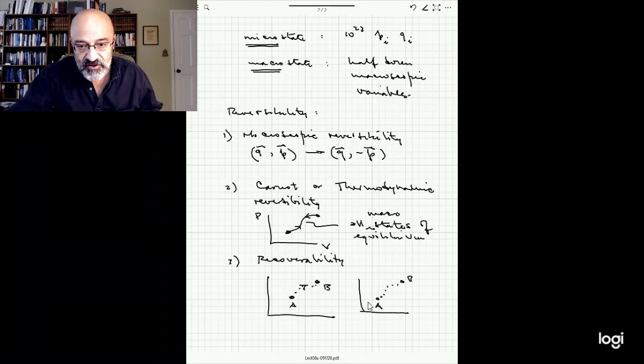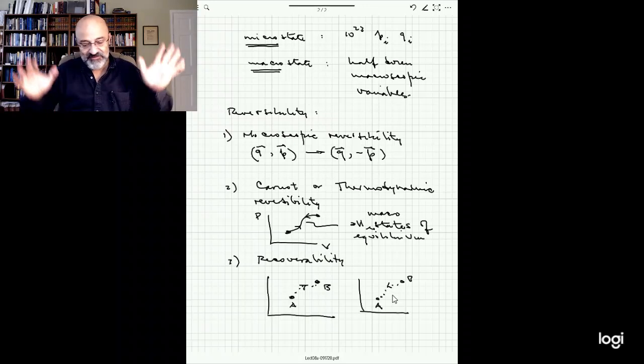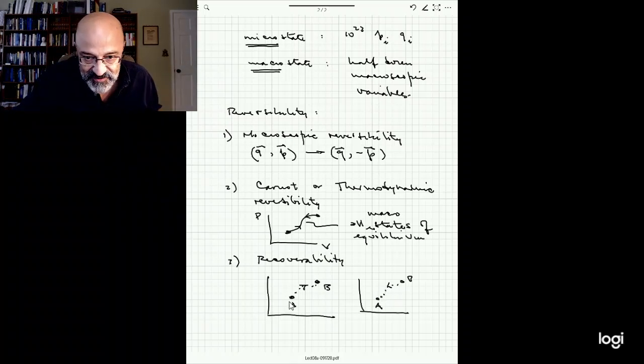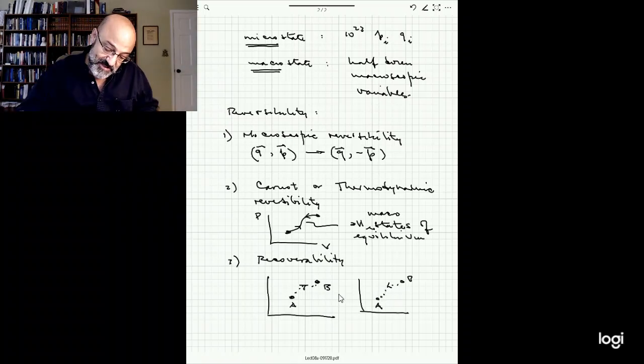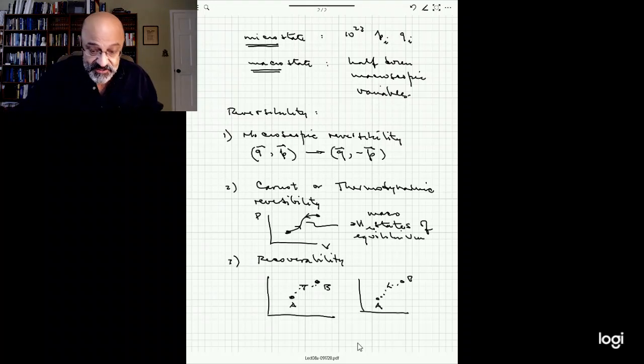In this other situation, you are going to go from B to A by whatever means possible. It doesn't have to be reversible. And we're not going to be using these notions so much. This is more associated to the name of Planck.